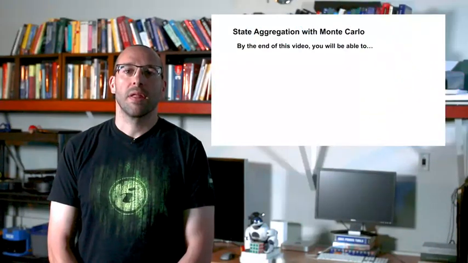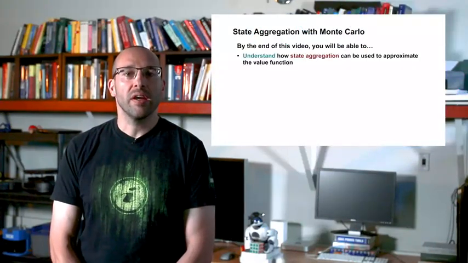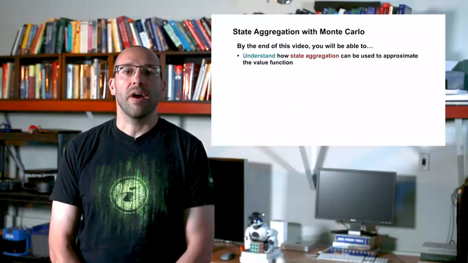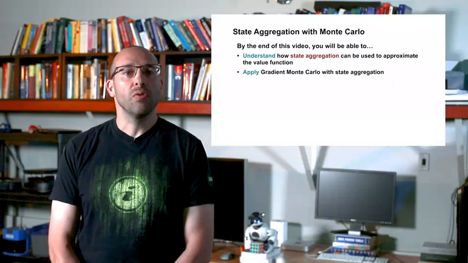In this video, we will discuss a concrete example of value approximation using a technique called state aggregation. We will use Monte Carlo with state aggregation to approximate the values for a large random walk domain. After watching this video, you will be able to understand how state aggregation can be used to approximate the value function, and apply gradient Monte Carlo with state aggregation.